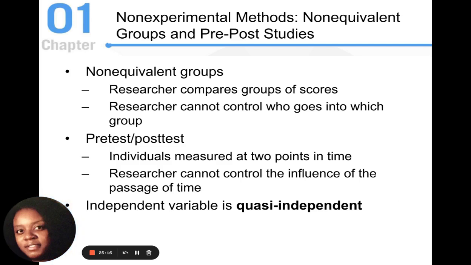For our non-experimental methods, we can have non-equivalent groups where the researcher compares groups of scores. The researcher cannot control who goes into either of those groups either. We might also have a pre-test or a post-test where an individual is measured at 2 points in time. The researcher can't control the influence of the passage of time from the pre-test and the post-test. And that variable is considered quasi-independent.